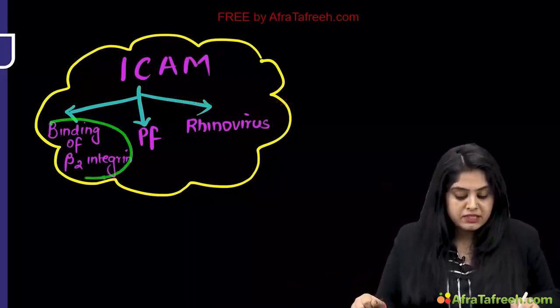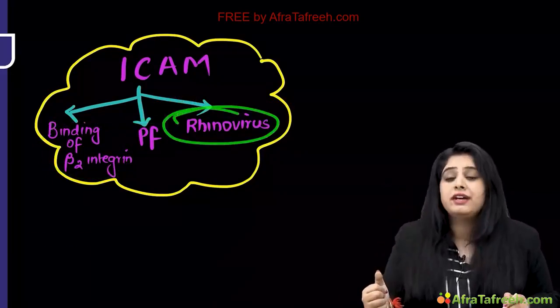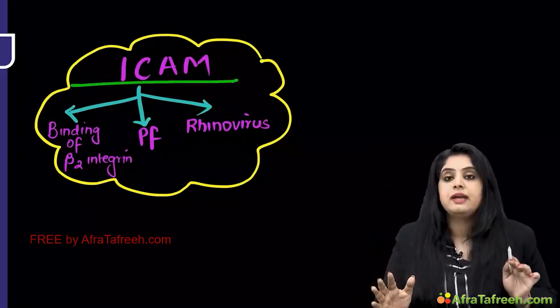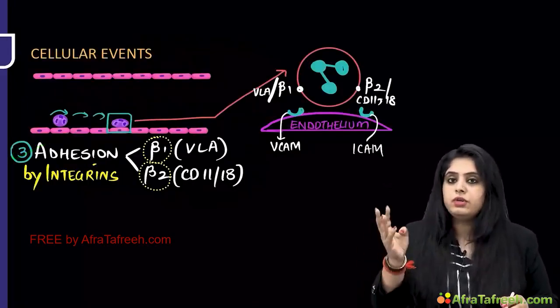It is the binding of the beta 2 integrin. It is the binding of Plasmodium falciparum in the brain. It is the binding of rhinovirus. Extremely important points about ICAM that you have. Coming back, adhesion is done. MRAT: margination, rolling, adhesion, done.